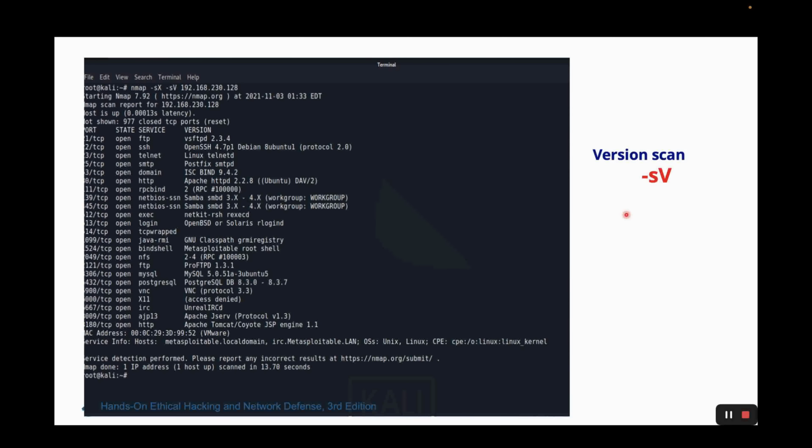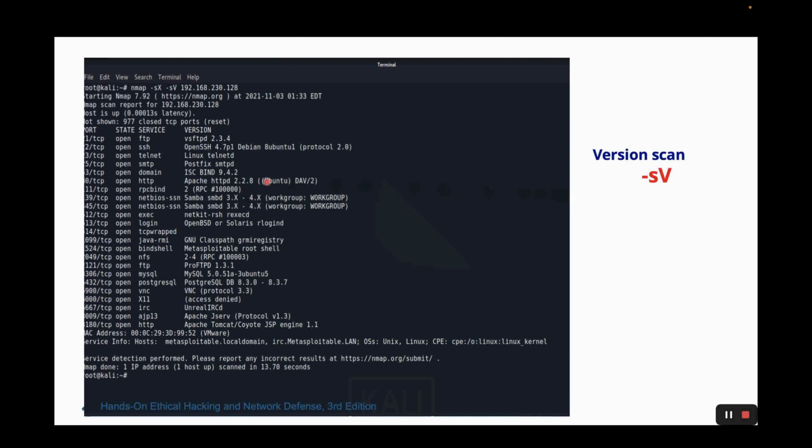Now let's look at this example here, with the -sV, capital letter V, for version scan. You can see that we're using nmap -sX for Christmas scan, -sV, and the IP address. And right now we're able to see more output. Here you can see those are open ports, and we know the service name, and here we have the version information.